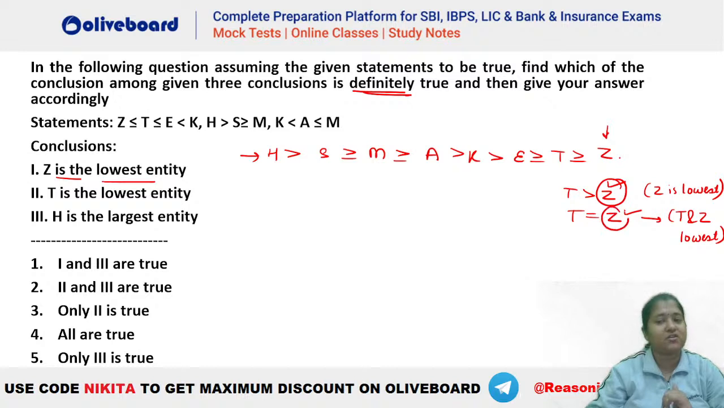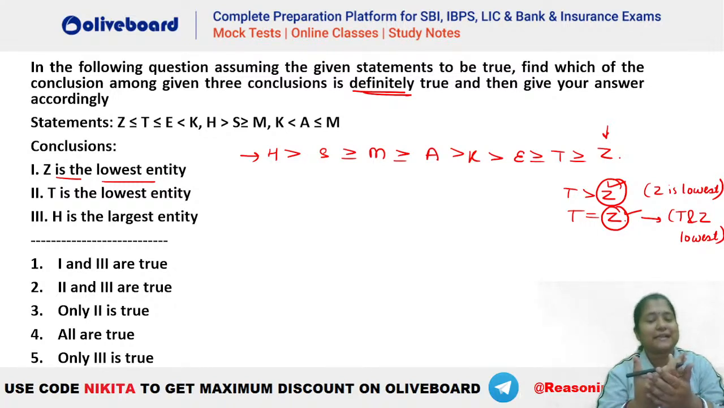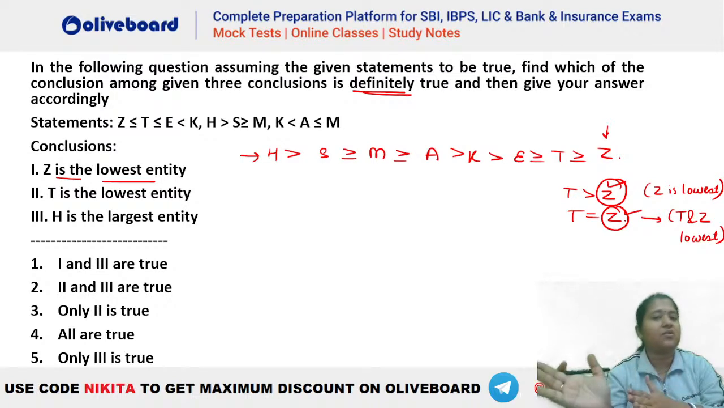Z is lowest here also. Z is lowest here also. Are we clear here, guys? Are we clear about this? In either of the situation, whether T is greater than Z or T is equal to Z, Z has to be the lowest entity only. I hope this is clear.